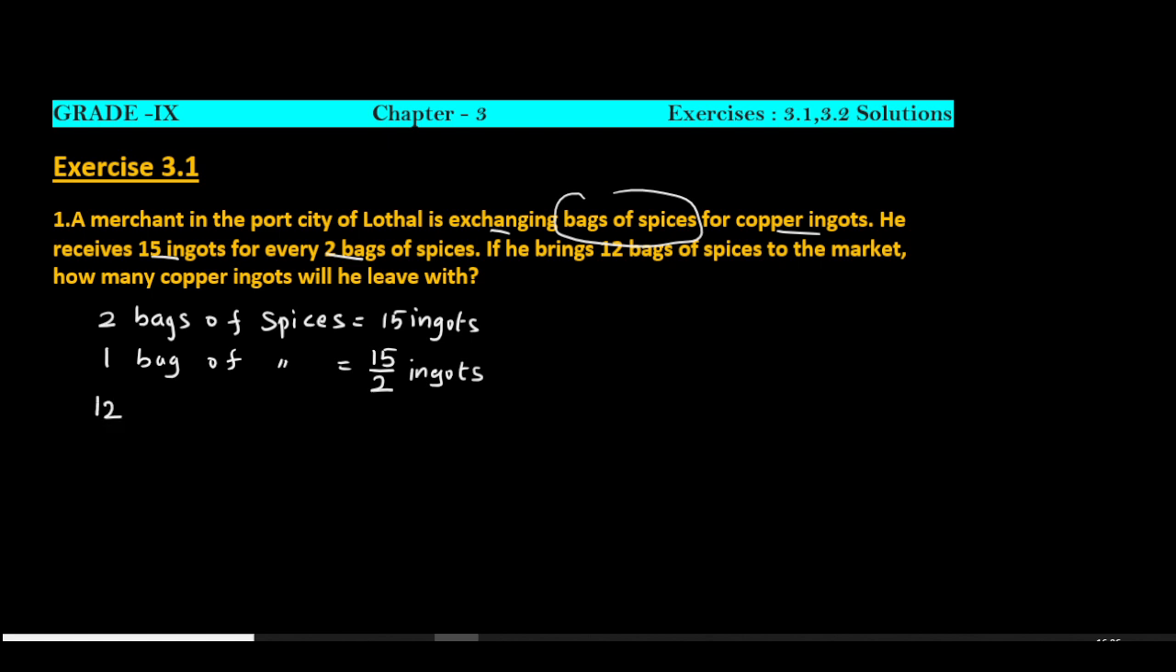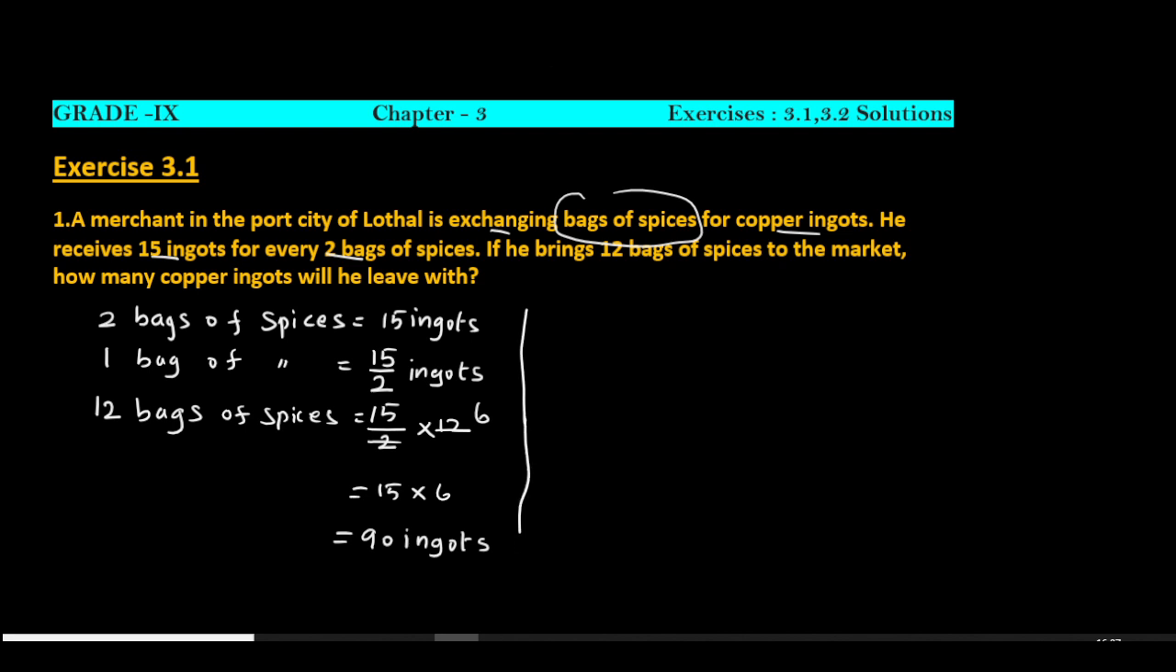Now you need to find for 12 bags. For 12 bags of spices, how many ingots can he get? So what is the previous one? 15 by 2 into 12. When you cancel 2 and 12, you get 6. 15 into 6 is nothing but 90. So he will get 90 ingots for 12 bags of spices.